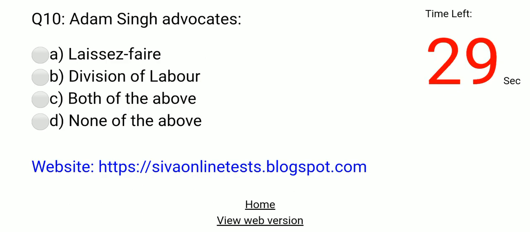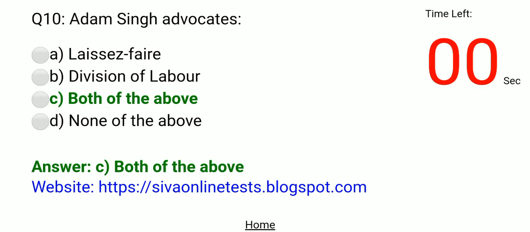Question 10. Adam Smith advocates. Options. A. Laissez-faire. B. Division of labor. C. Both of the above. D. None of the above. Answer. C. Both of the above.